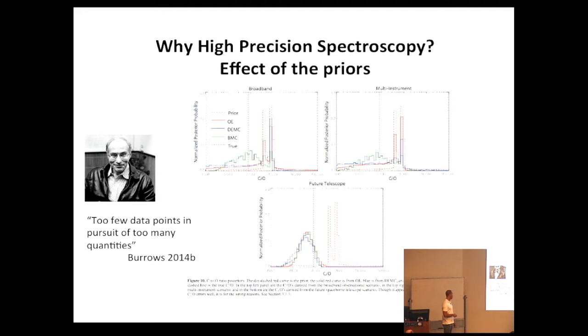This can be summed up as a quote from one of Adam Burrows' review papers: "too few data points in pursuit of too many quantities," which I think is a great quote. Right, so this is like broadband photometry, this maybe includes some spectroscopy, and this is something like a JWST observation. So you can see you have to be careful about these hidden assumptions, and they can sometimes bite you. You always want to be explicit about your assumptions, but high-precision spectroscopy can kind of save your bacon in that situation.